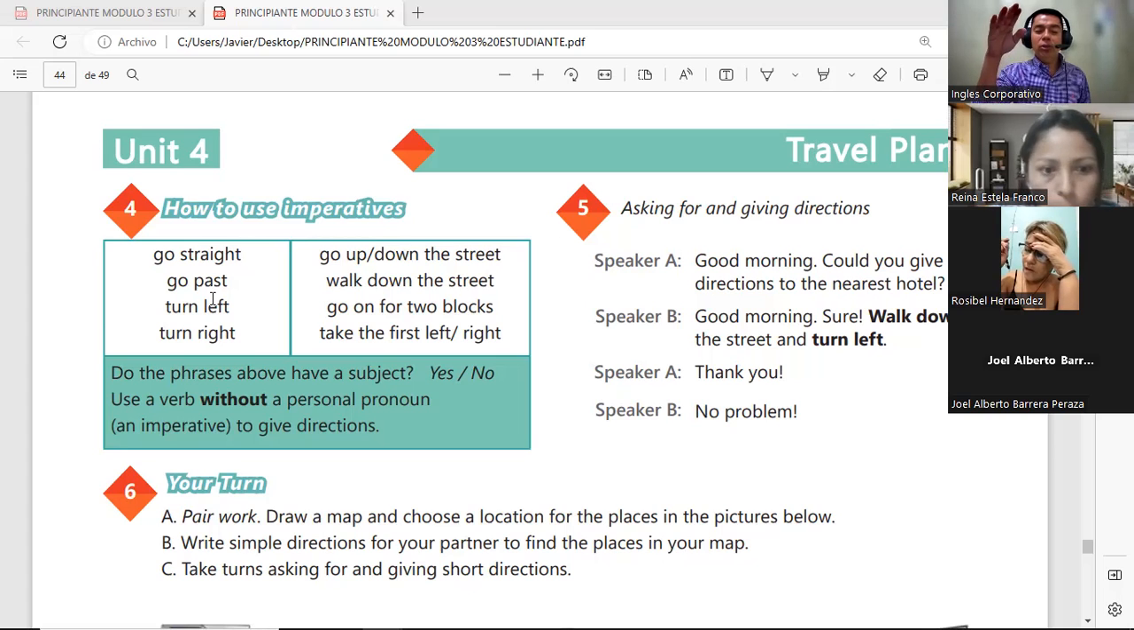Go on for two blocks. Siga por dos cuadras. Go on for three blocks. Go on for 20 blocks. Okay. Take the first left. Tome la primera salida a la izquierda. Take the first right. Tome la primera salida a la derecha. Okay?